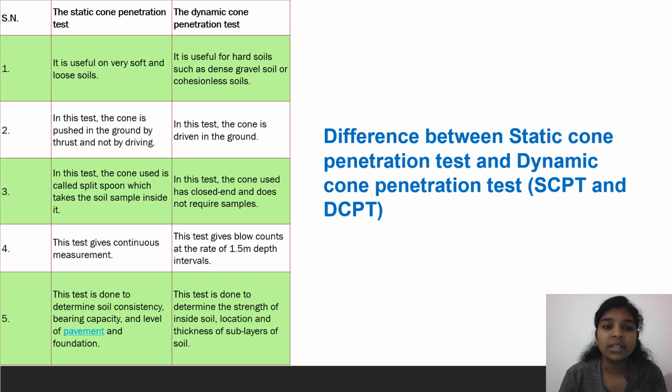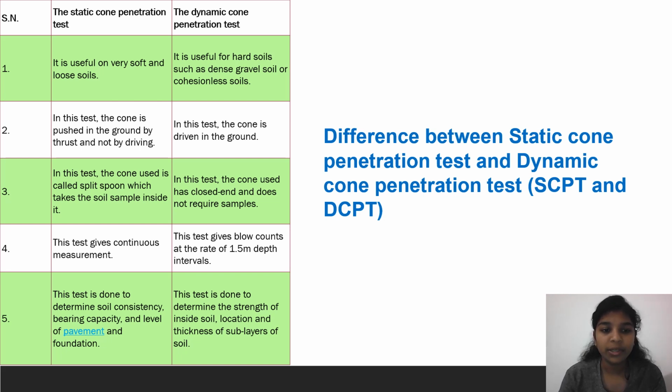After the SCPT, in this test the cone is used as what is called a split spoon sampler, to take the soil sample inside it. But in this dynamic cone test, the cone is closed-ended and does not require any sample. The SCPT gives continuous measurement, while the dynamic cone penetration test takes the blow counts at a 1.5 meter depth interval. After every 1.5 meter interval, we record our counts of blows.